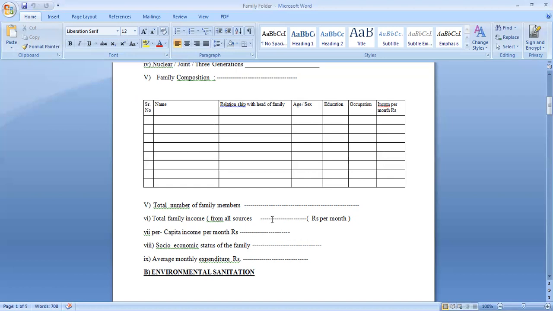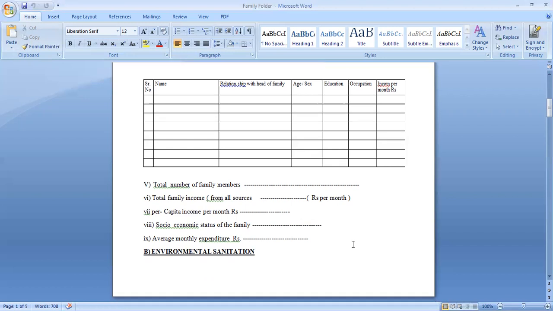Accordingly, you have to divide the total income by the number of persons of the family. The denominator will be the number of the persons of the family. So you will get the per capita per month income in rupees, right? Then socio-economic status of the family, as we have been told about the socio-economic classification. So accordingly, you have to write down the social class of the person and mention by which standard we have written it. That will be mentioned here.